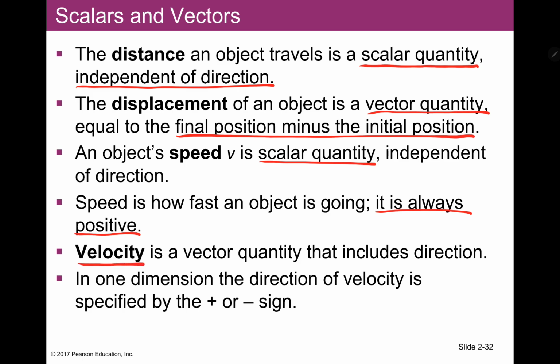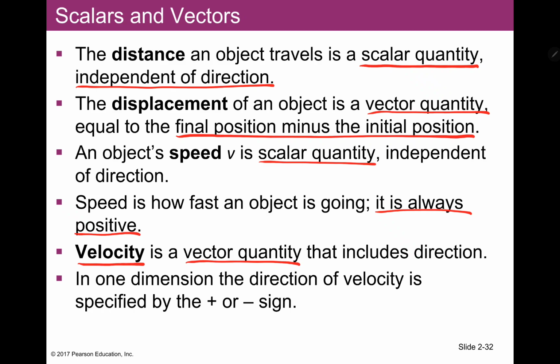Velocity is the same as speed, but in addition it gives you information about its direction. So it's a vector quantity that includes direction. In one dimension, the direction of velocity is specified by a plus or minus sign.